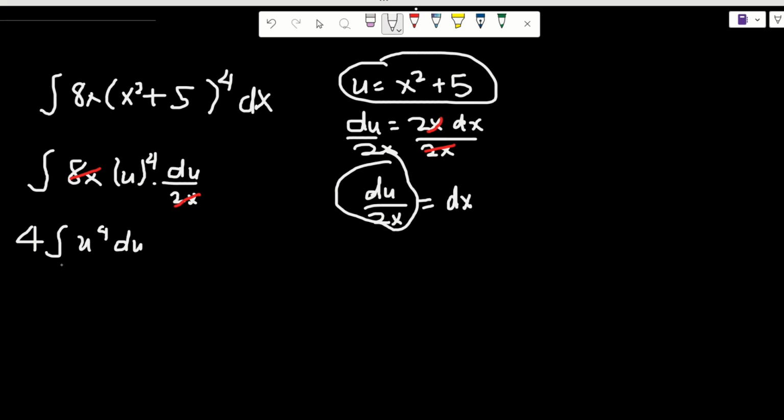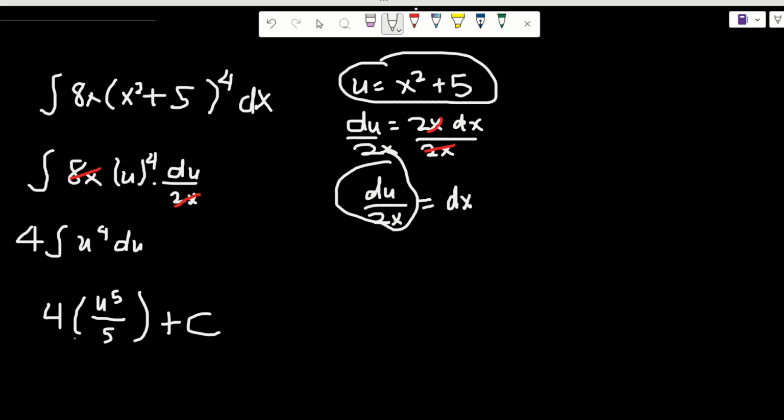After this, we will use the power rule. So 4 times u to the power of 4 plus 1, which is 5, over 5, plus c. We no longer write the integral sign since we have integrated, and we will not write the du anymore.